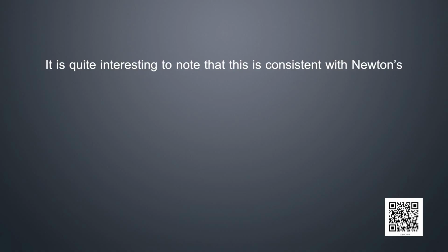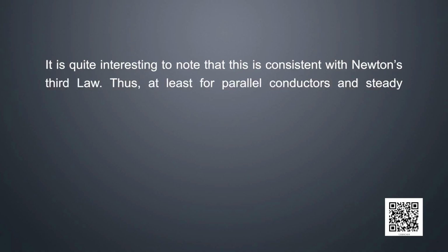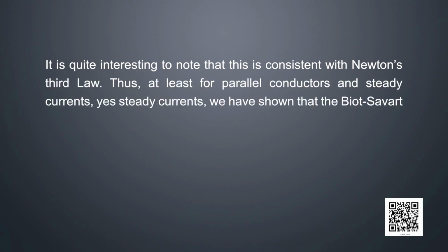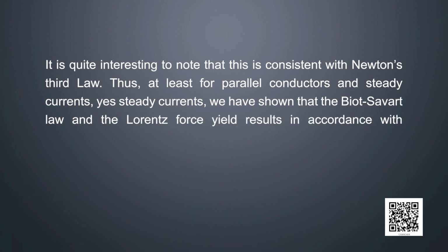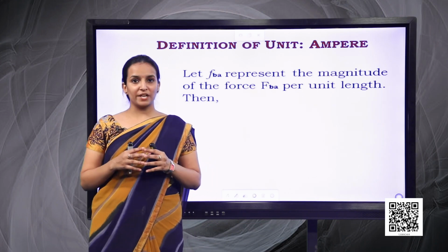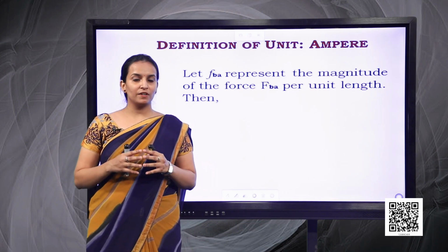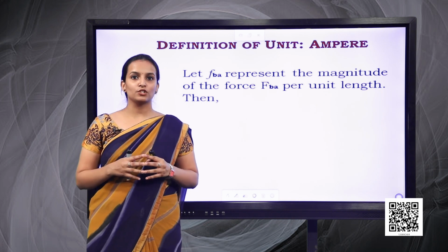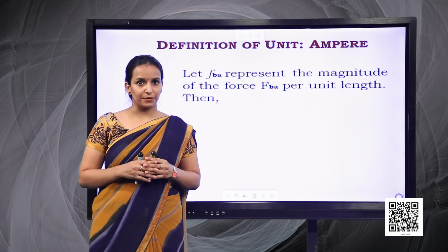It is quite interesting to note that this is consistent with Newton's third law. Thus, at least for parallel conductors and steady currents, we have shown that Biot-Savart law and the Lorentz force yield results in accordance with Newton's third law. Now, using the expression of FBA, we will try to define the SI unit of the current, that is ampere.